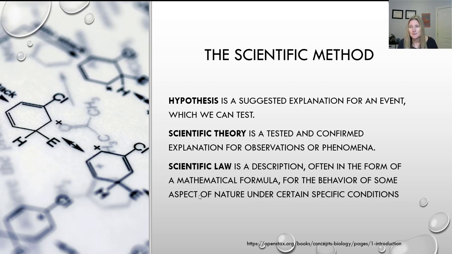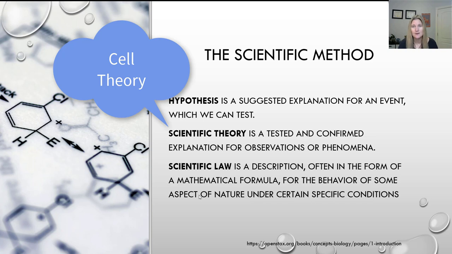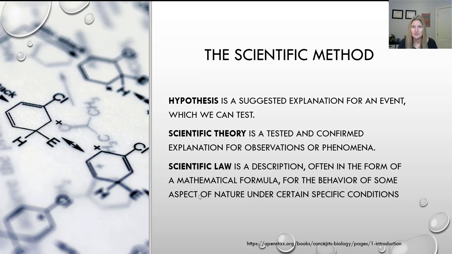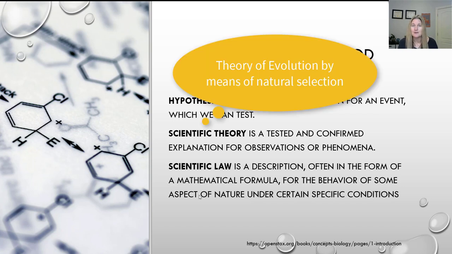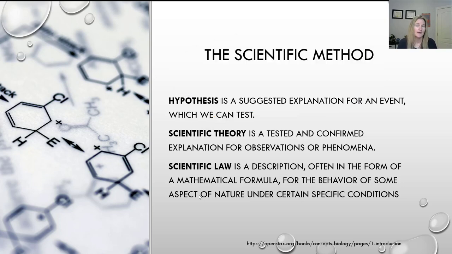For example, in further chapters of our textbook, we're going to talk about cell theory. Cell theory is something that has been tested over and over again. We have lots of observations and evidence to support it. In the previous video, we talked about the theory of evolution by means of natural selection. We have lots of evidence to support that scientific theory. It's already been tested over and over and confirmed over and over again. So that's considered a scientific theory level.